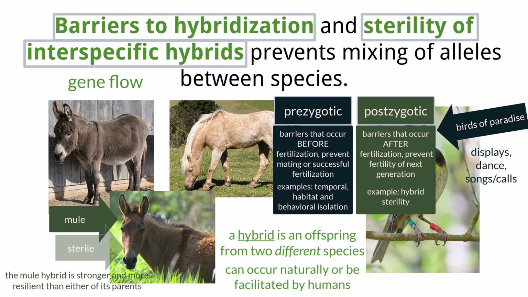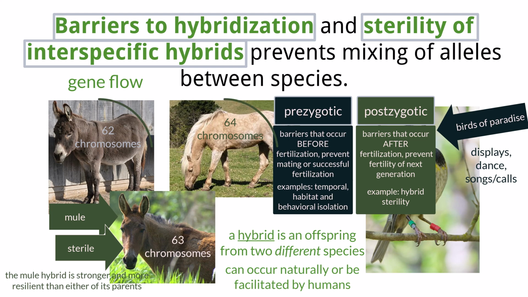However, mules are sterile. This means that mules cannot mate with other mules to produce more offspring. Reproductive problems arise because horses have 64 chromosomes and donkeys have 62. The result is that mules have 63 chromosomes, but there are problems in meiosis, and for that reason, and other genetic incompatibilities, mules are nearly always sterile. Because a mule hybrid is sterile, it means that horses and donkeys remain distinct, separate species.